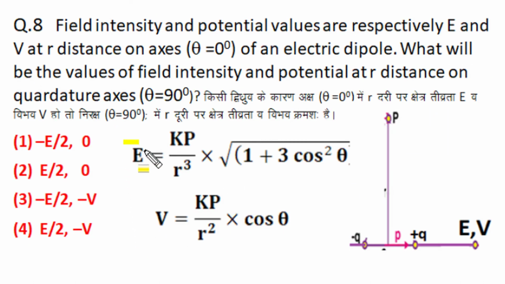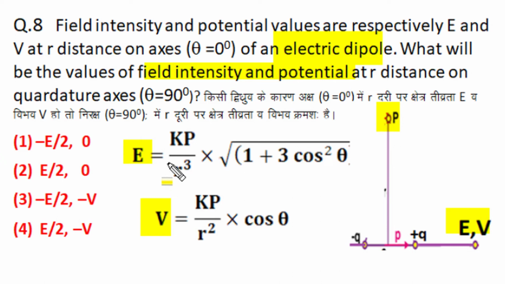Questions related to electric field intensity and potential calculation in the electric field of an electric dipole are also very important in our examinations. We are given that the electric field intensity and potential value at a distance r from the center of a dipole on the dipole axis, that means the position vector making an angle 0 with dipole moment, are respectively capital E and capital V. We have to find the value of electric field intensity and potential at a distance r on the quadrature axis, which makes an angle 90 degrees with the dipole moment direction, this Q axis.